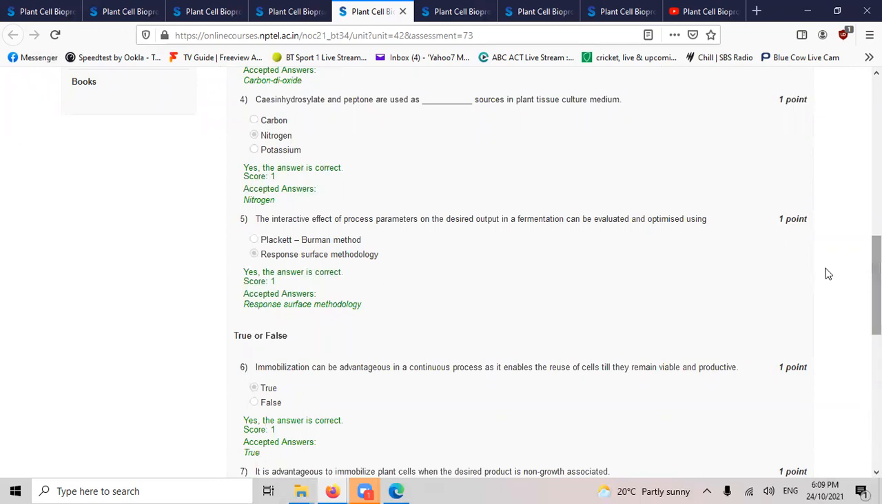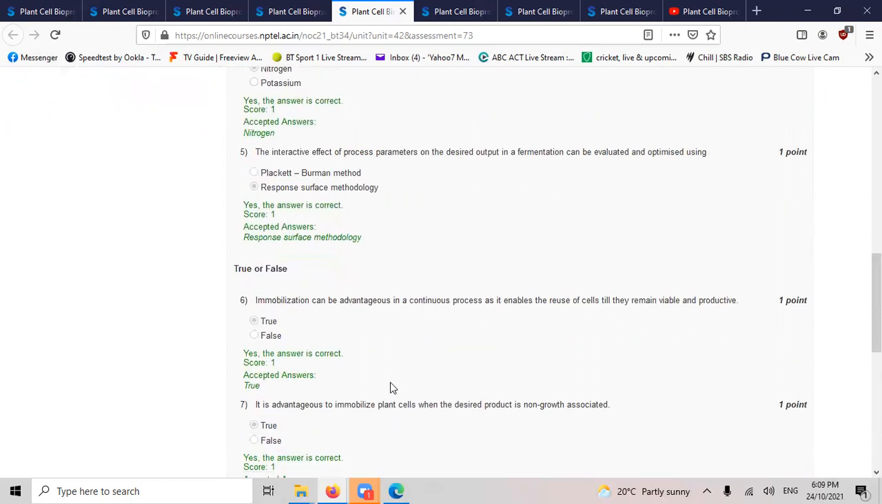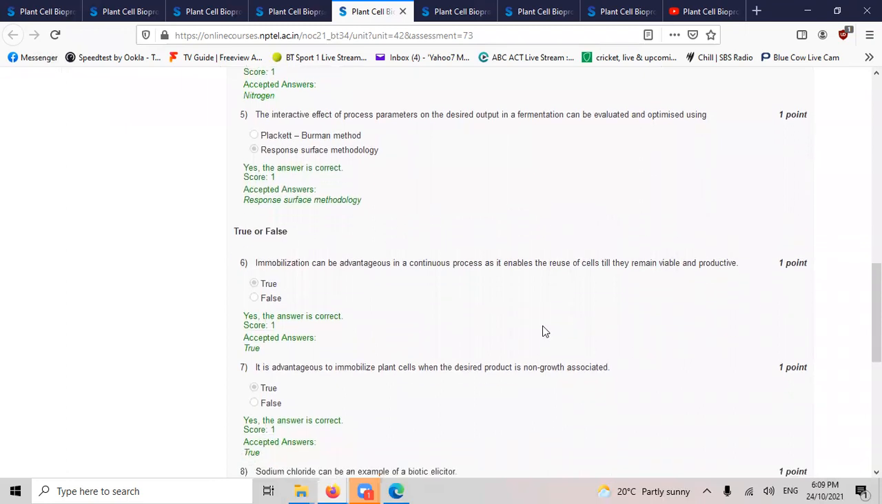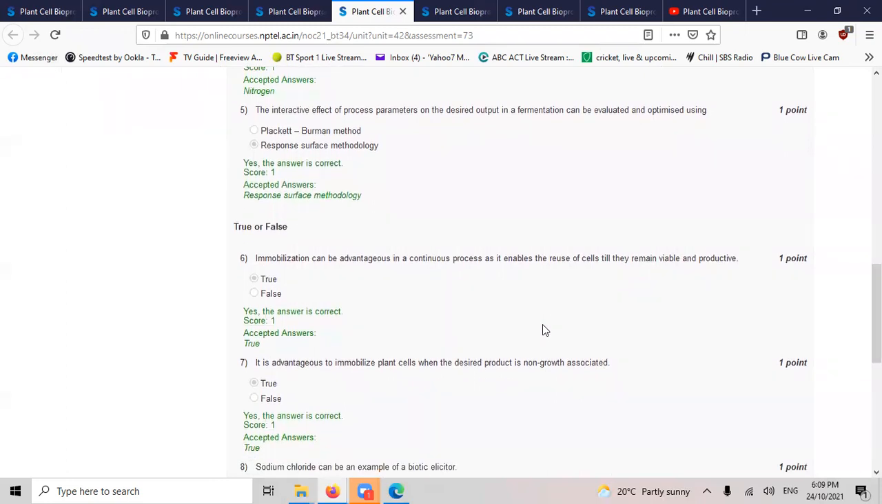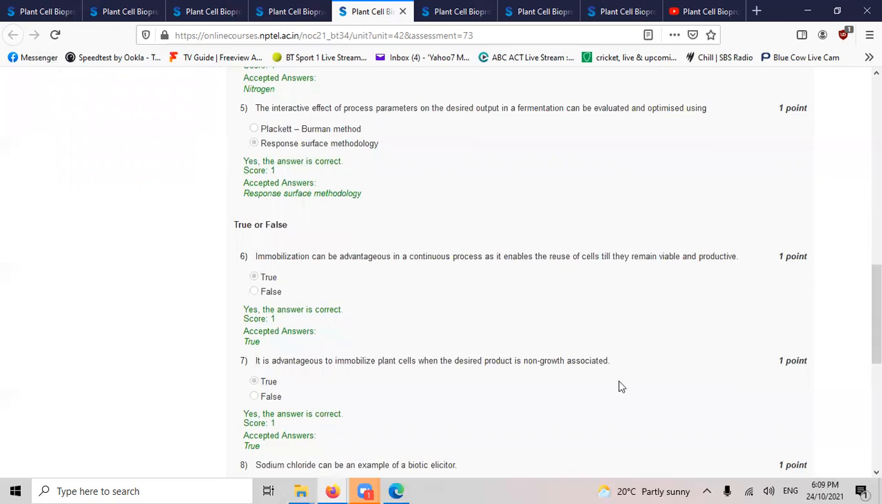You end up with limitations like I can't do it in the winter, in the summer. It is advantageous to immobilize plant cells when the desired product is non-growth associated. It's definitely advantageous. True. Sodium chloride can be an example of a biotic elicitor. No, it's not biotic, it's not alive.